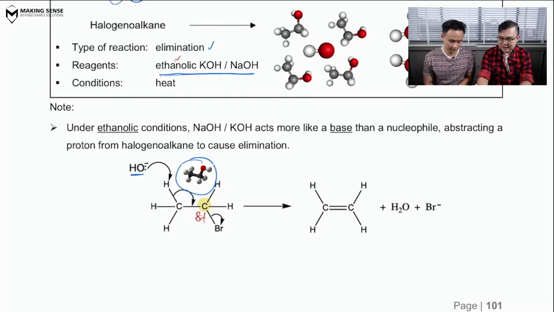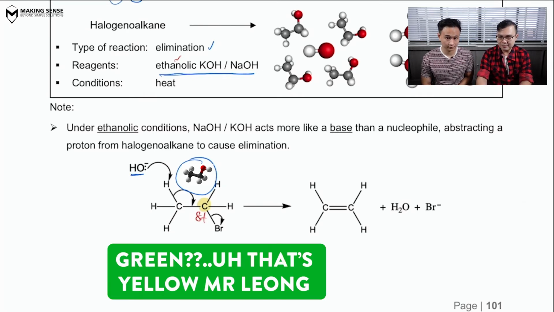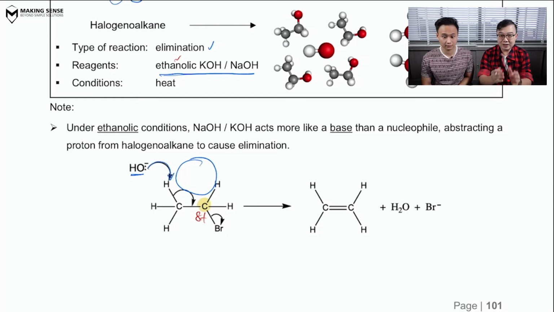So the OH, instead of attacking this green carbon, is now going to attack the nearest small atom, which is a hydrogen atom. Now, in this case, it's going to trigger a new set of mechanism, which will eventually end up with an alkene. So if I look at this particular reaction itself, Mr. Tim, OH minus is going to grab a H plus over here.